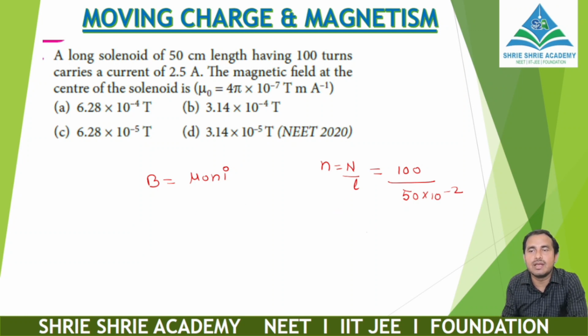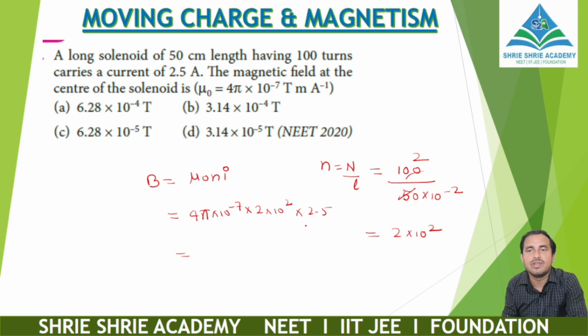So finally you will write 2 into 10 to the power 2, because this will get cancelled 2 times. So the magnetic field at the center is mu naught, whose value you write as 4 pi into 10 to the power minus 7, times the number of turns per unit length, 2 into 10 to the power 2, times the current, 2.5. This 2.5 and this 4 give you 10. With 2 into pi you can write 6.28 into 10 to the power minus 7, and 10 to the power minus 5 into 10. Finally you get 6.28 into 10 to the power minus 4 Tesla.